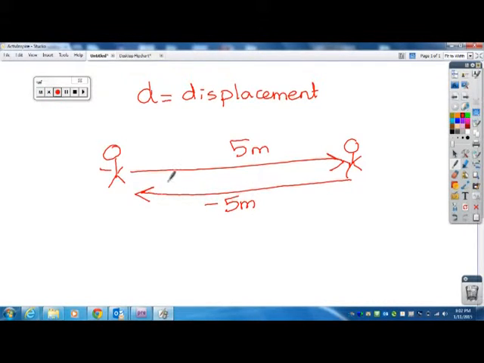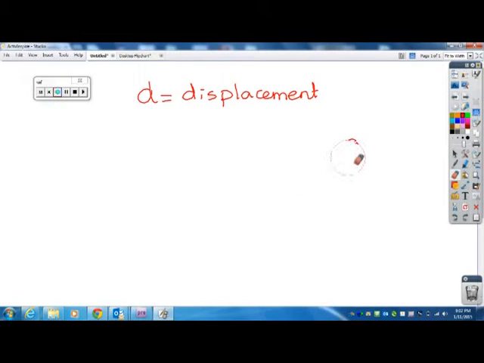In this particular case, your distance is 10 meters because you've gone 5 meters to the right and 5 meters to the left. Distance doesn't care about the direction. But your displacement, if you come back right here, you're back to where you started off, your displacement is exactly 0 meters because you have ended up exactly where you started off. So keep in mind, distance and displacement differ from each other because displacement takes into account what your direction is. Distance does not care about the direction.